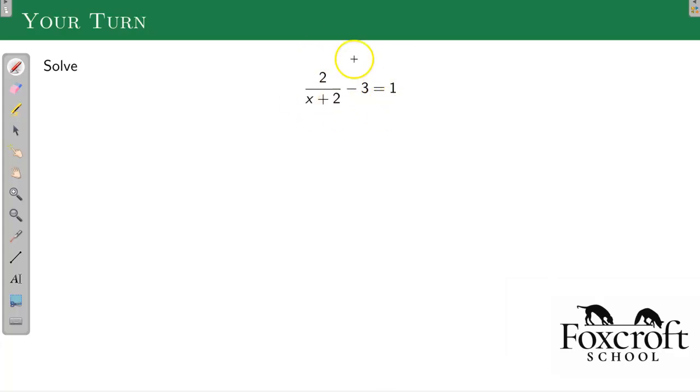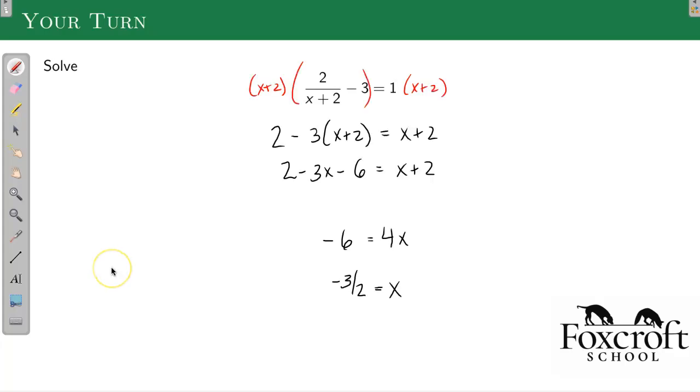All right, here's one for you to try on your own. Go ahead and solve this rational expression. I'll show you the answer in 3, 2, 1. And this is the answer you end up getting. So let's just quickly walk through it.